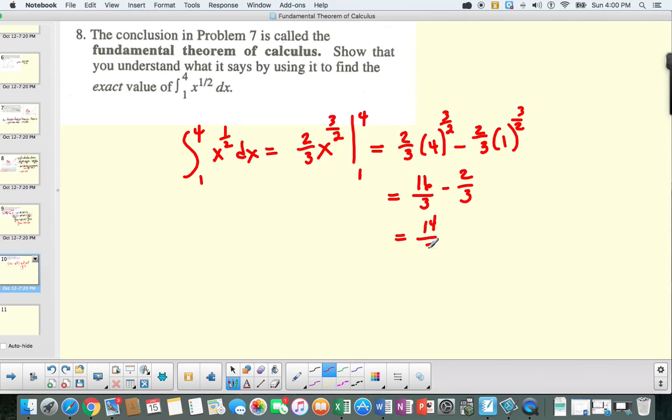And we end up getting 14/3. Now I would ask you to go to one of your RAM formulas, and go ahead and put it in here, put in 50 rectangles, and see how the approximation using RAM is approaching this exact answer.